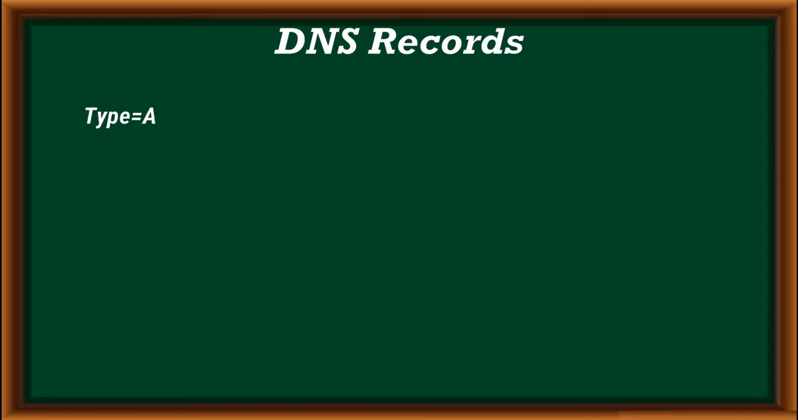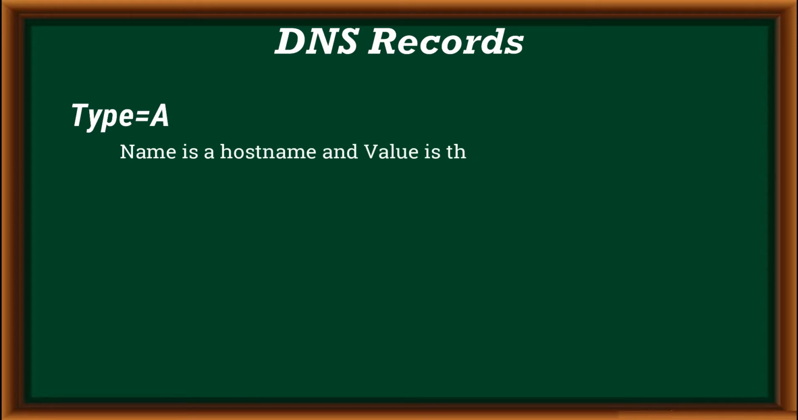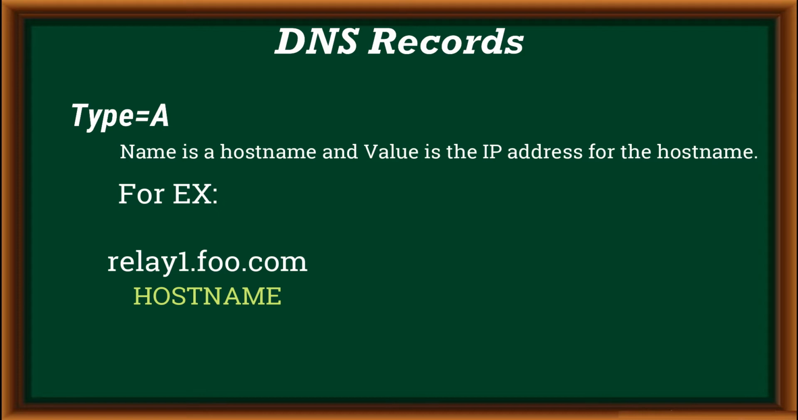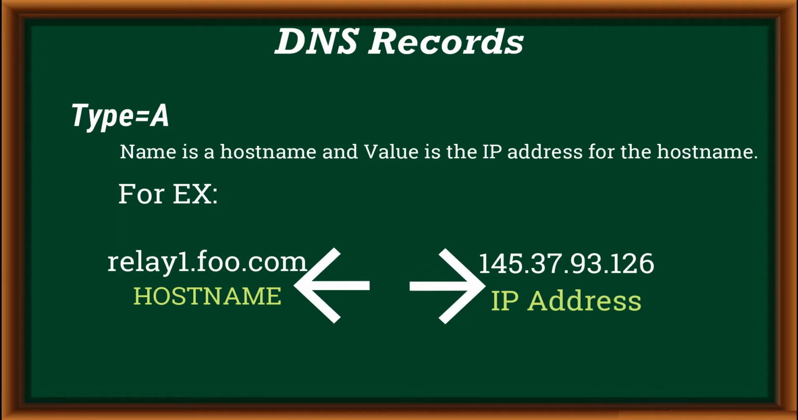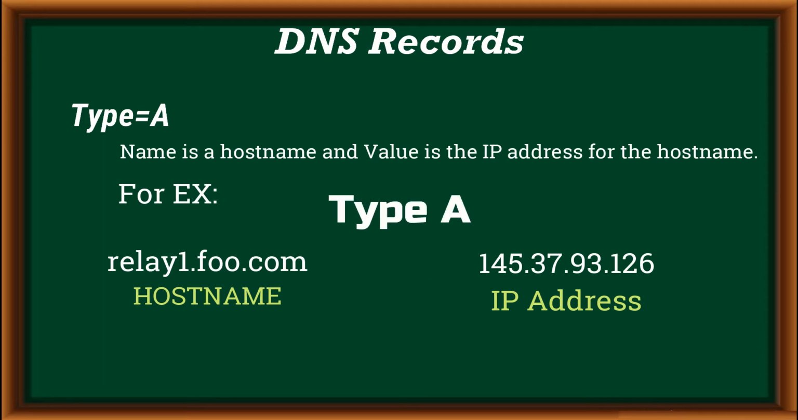If the type is equal to A, then name is a host name and value is the IP address for the host name. Thus, a type A record provides the standard host name to IP address mapping. For example, relay1.foo.com and the IP address for relay1.foo.com is 145.37.93.126. That is a type A record.